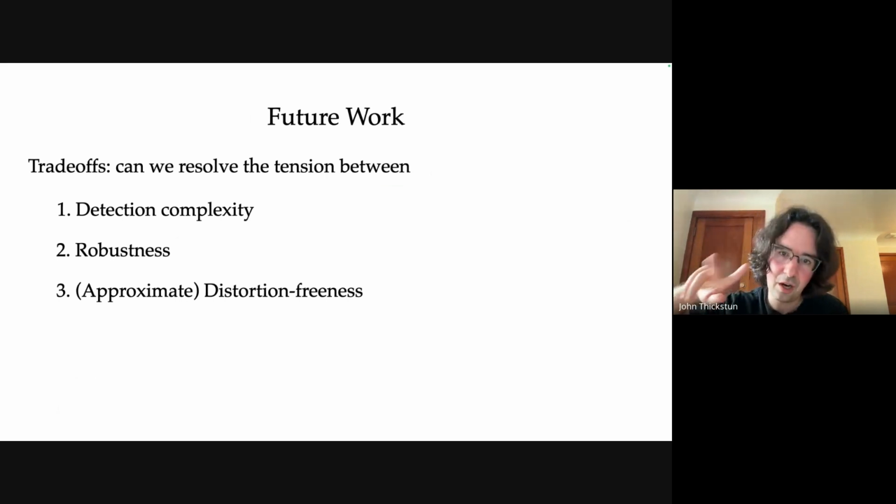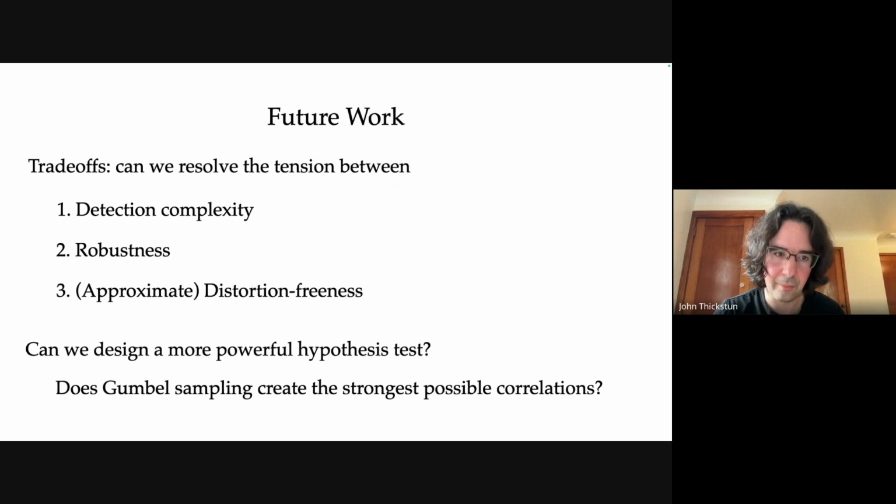In our work, we showed that we can resolve this apparent tension between robustness and distortion freeness, which is pretty cool. But we introduced a third axis, which is detection complexity, where we're now materially worse than the hashing-based approaches. Is there some ideal watermark that resolves all of these trade-offs and gets you fast detection with robustness and approximate distortion freeness? That I think is a pretty cool thing to think about.